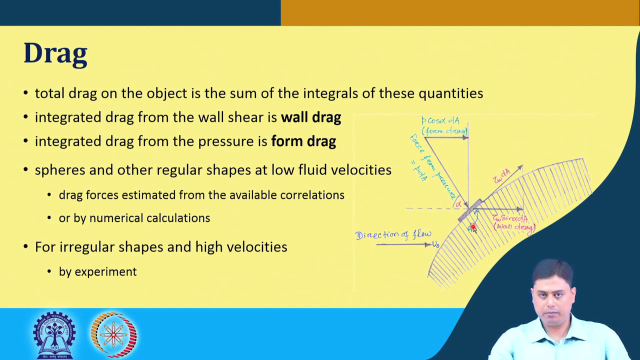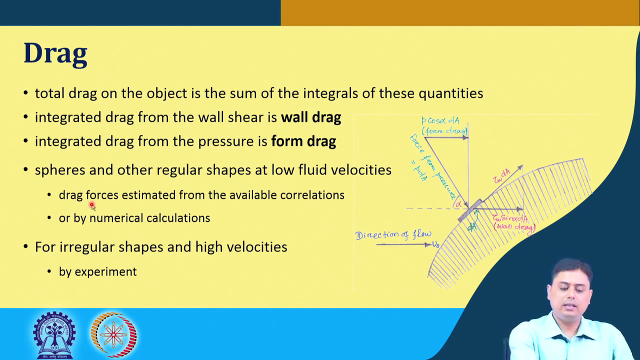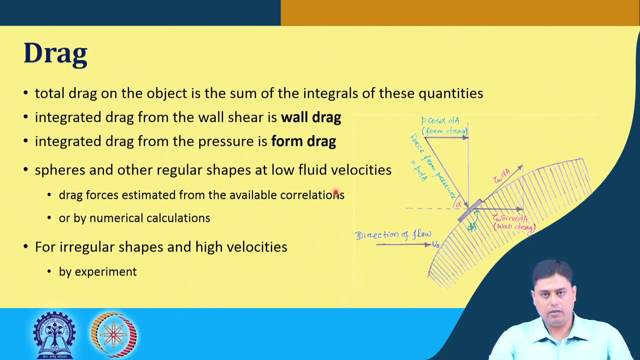But for irregular shapes and in the case of high velocities, these drag forces are typically measured by experiments. In fact, as I said, these drag forces are estimated from the available correlations for spherical and regular shaped particles at low fluid velocities. These are also estimated by experiments, and then several correlations have been developed to reduce the difficulties associated with rigorous experiments. For these, correlations are available.